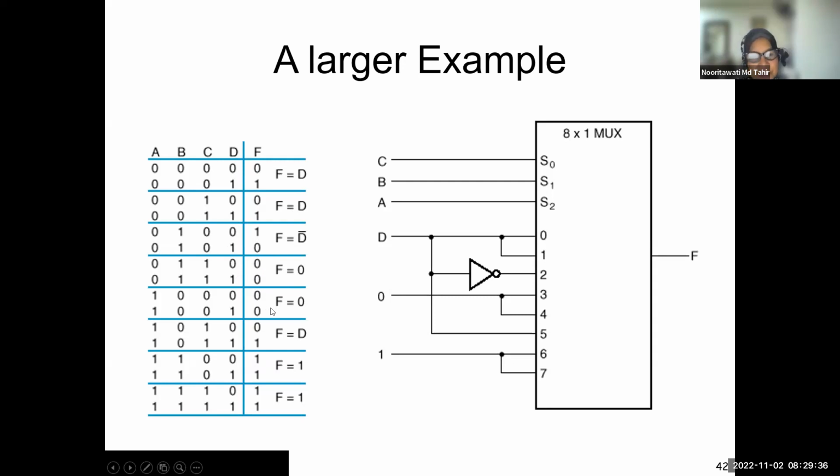1, 0, 0, also 0. 1, 0, 1, F is D again. 1, 0, 1 dekat 5 ya. So dia jadi D again. 1, 1, 0, it is 1. Dua-dua ni 1, F is 1. And also 1, 1, 1, sini, F is 1. That's how we arrange.